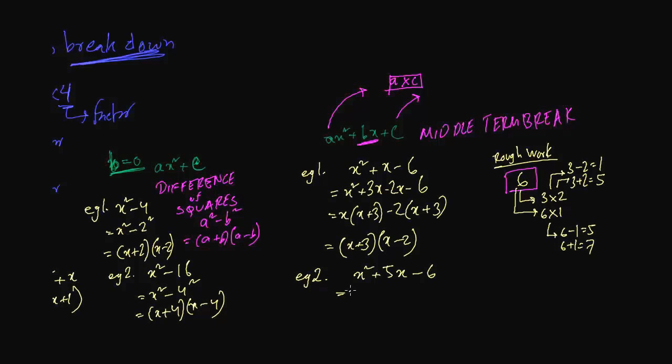So it will be x squared plus 3x plus 2x minus 6. If I take x common, it will be x plus 3. If I take 2 common, it will be x minus 3. So this doesn't work. This is x plus 3, this is x minus 3. They don't match. If they don't match, it cannot be done. So we cannot take this one. Let's take 6 minus 1.